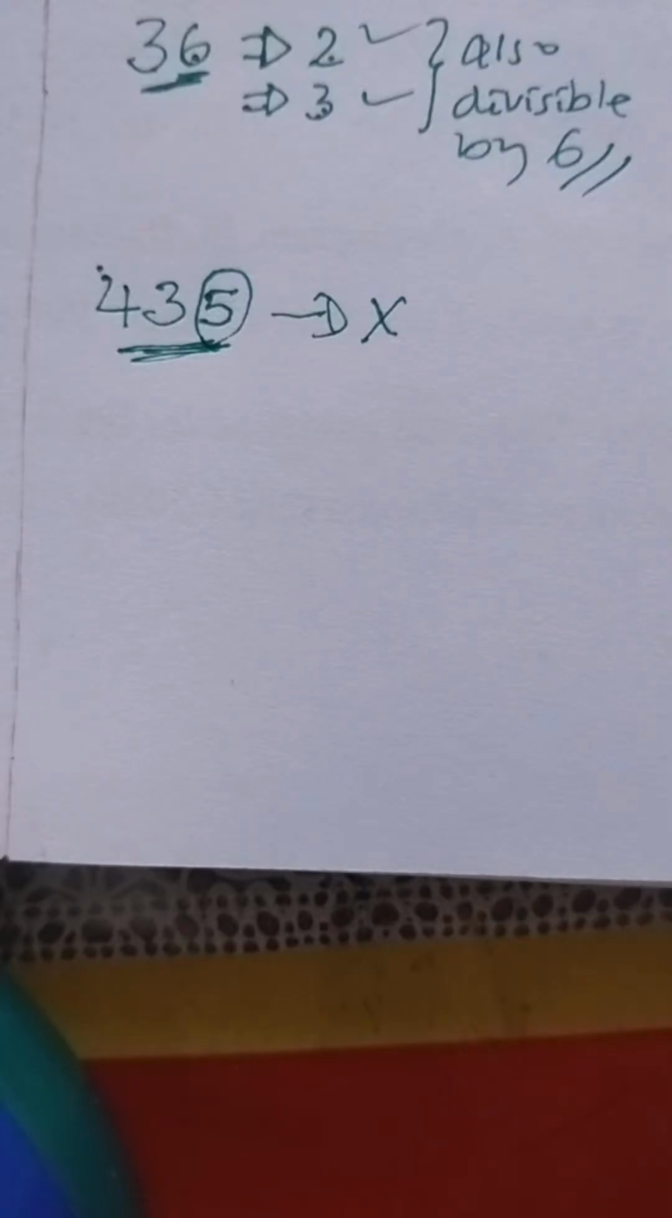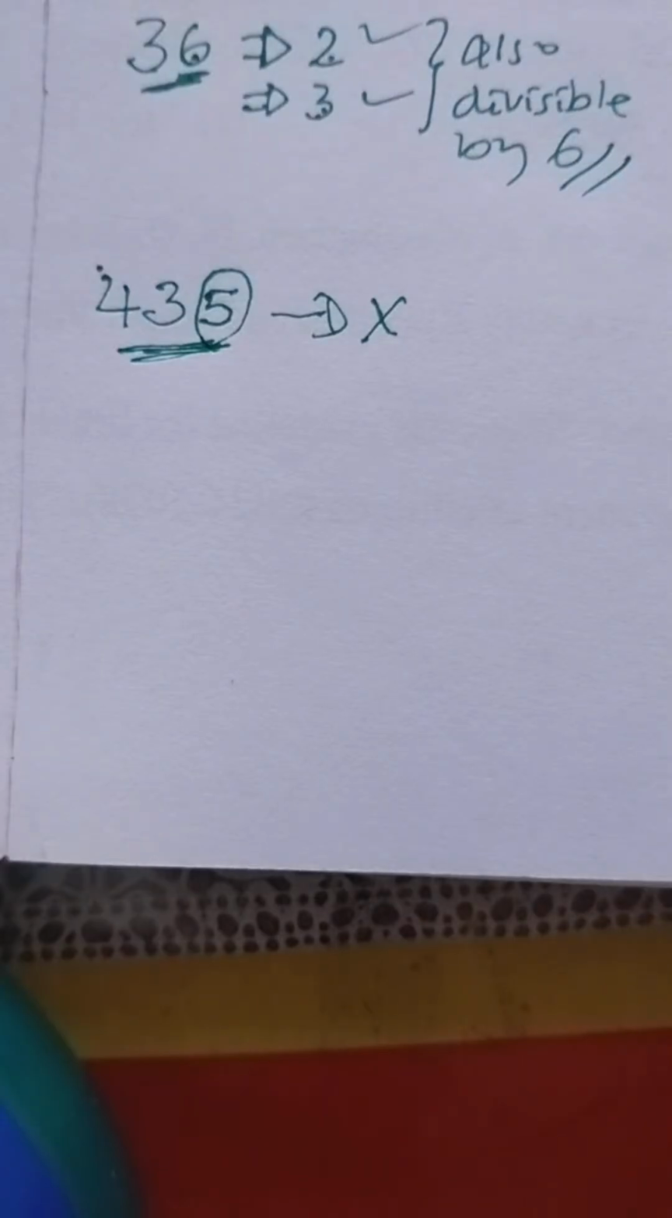Why is it not divisible by 6? Because it is not divisible by 2. The criteria to check whether a number is divisible by 6 is that the number should be divisible by 2 and 3. So this number is not divisible by 2, so it is not divisible by 6.